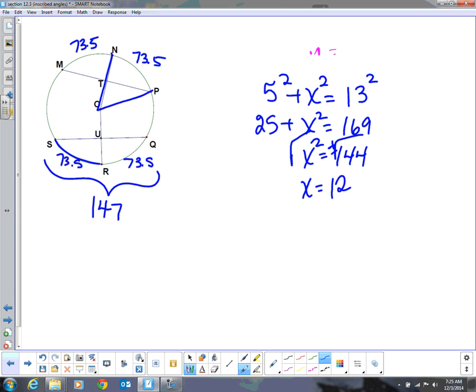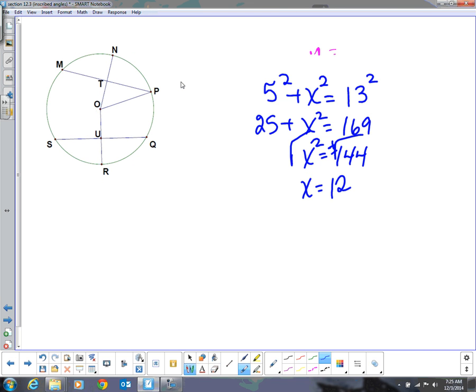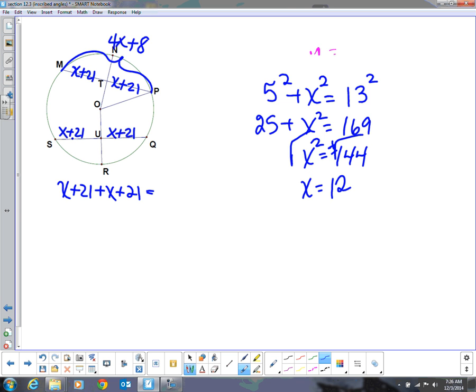Number 6, we have MP is equal to 4x plus 8. Is MP drawn? MP, this whole segment is 4x plus 8. UQ down here is x plus 21. If that's x plus 21, what is this? X plus 21, because this chord is congruent to that chord. What is this? X plus 21. What's your equation? X plus 21 plus x plus 21 equals 4x plus 8. I'm going to let you finish it from there.